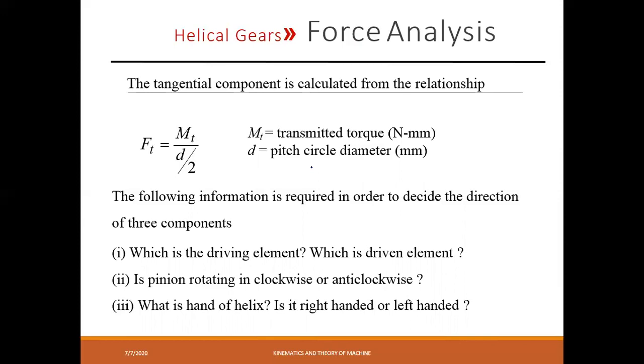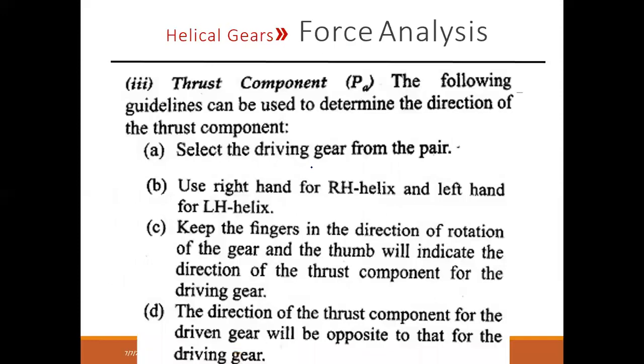Also, is the pinion rotating clockwise or anti-clockwise? What is the hand of the helix, right-handed or left-handed? All these three pieces of information we should have to decide the direction of all three components FT, FR and FA, right? So the thrust component FA, the axial load.